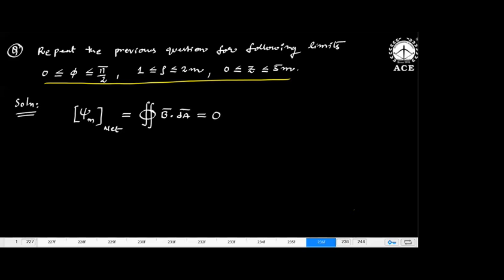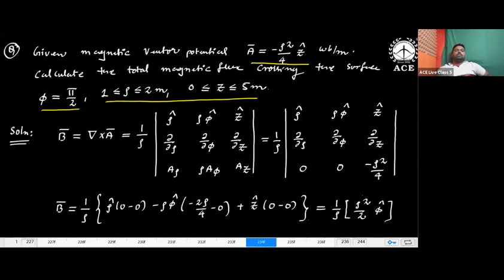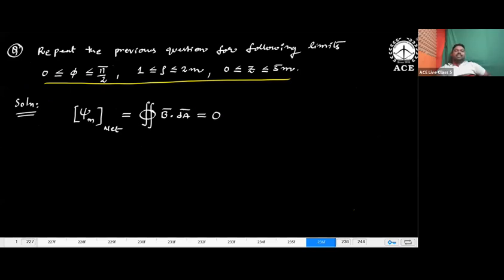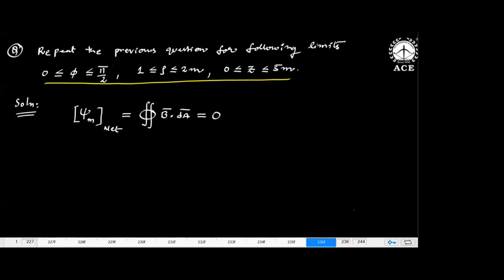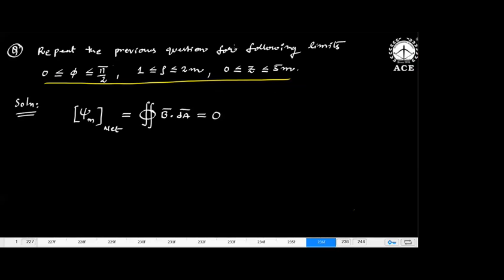Okay, sir. Observe the previous question limits and these limits. Here it is fixed 5. Sir, is there any one that should be fixed in this, or is there any condition? Nothing is fixed here. 3 are varying. So it indicates something like a closed surface of some shape. Okay, sir, so that's why we have got 0 here.